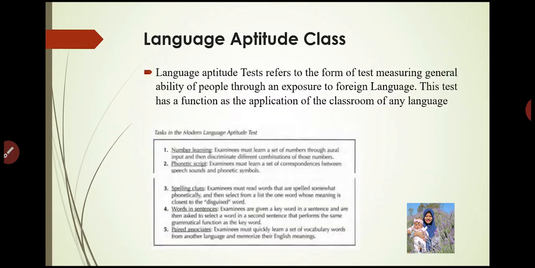Then the language aptitude test. A language aptitude test refers to a form of test measuring the general ability of people through exposure to a foreign language. So this test has a function as the application in the classroom of any languages. For example, the MLAT, the Modern Language Aptitude Test, the standardized aptitude test used in the United States. You can see it on the table.